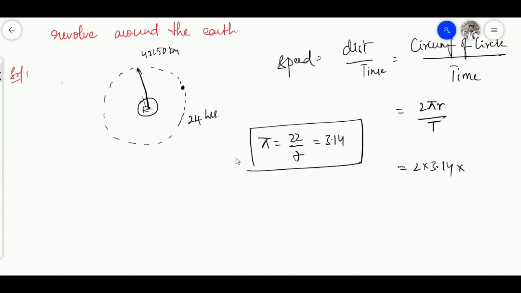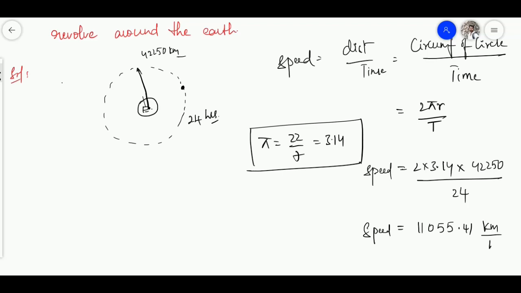Two into 3.14, into the radius, 42250 kilometers. And the time is 24 hours. This is the speed. Now we are going to calculate this in kilometers per hour, because we have taken everything in kilometers and hours. We didn't convert anything. So let's do this calculation. You end up getting 11055.41. This is the speed of the satellite around the Earth, in kilometers per hour.